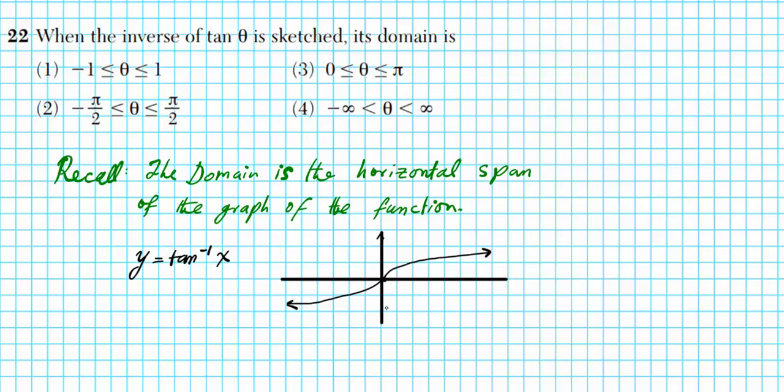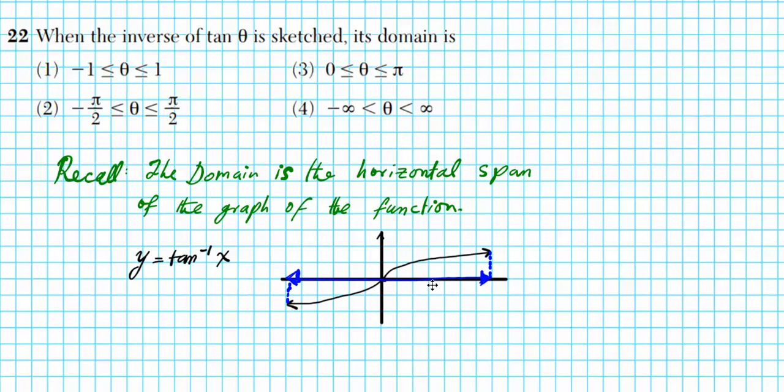So what is the projection of this graph onto the x-axis? If I project the right side down and project the left side up, I'll end up with this inequality right here. Bam. You go forever to the left and forever to the right and everything in between.